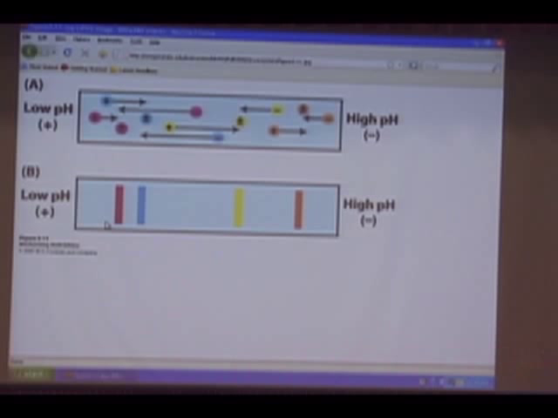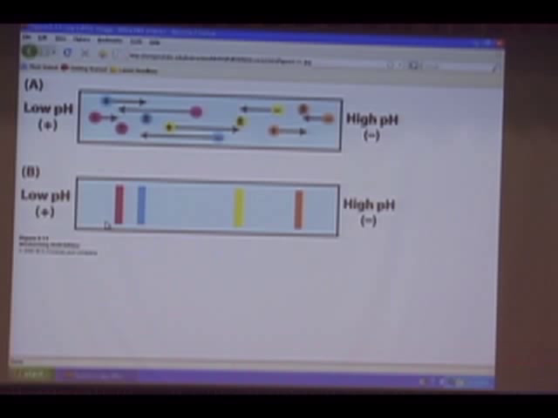Everybody with me? Now, I'm not going to go through the chemistry and show you, but what I will tell you is if I apply this electrical field and let it sit and get to equilibrium, what happens is that I create a pH gradient in this tube, from a very low pH to a very high pH.